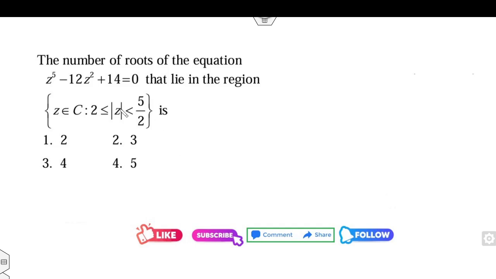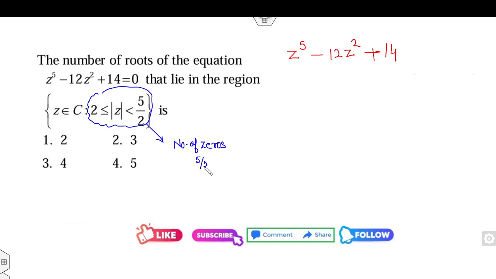Okay, look at this case. Find the number of zeros which lie in this region, z raised to power 5 minus 12 z square plus 14. Now they are talking about the region. Fine. How can you find that? You can simply say the number of zeros in 5 by 2 minus the number of zeros in the lower limit. That is the upper limit minus lower limit.